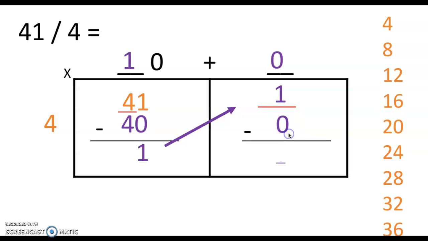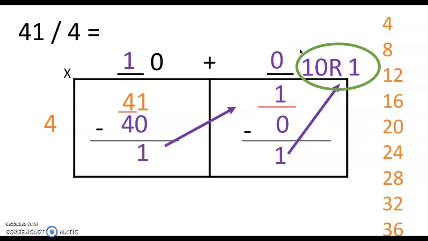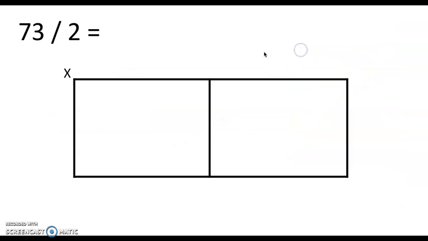When we subtract those, we will still have a remainder of 1. And we're going to bring our remainder on up. So our final answer would be 10 with a remainder of 1, because we have a 1 in the tens place and a 0 in the ones place, giving us 10 with a remainder of 1. Let's erase that. Let's try one more together.